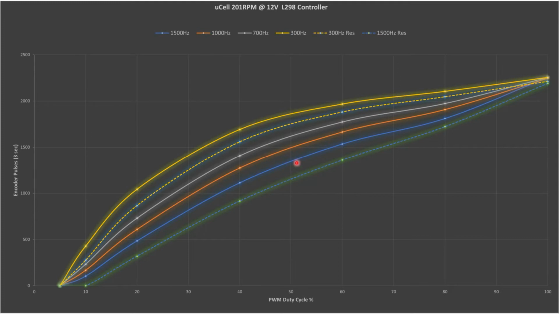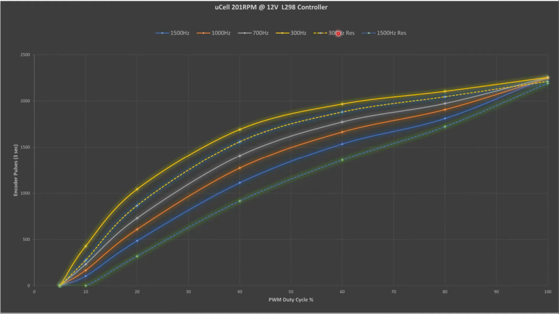And then the other thing you see here is there's a lot of variability between the different frequencies used. So at 1500, the speeds were substantially lower than at the 300 hertz frequency, even for the same duty cycles. And that also had different differences over the range of duty cycles.